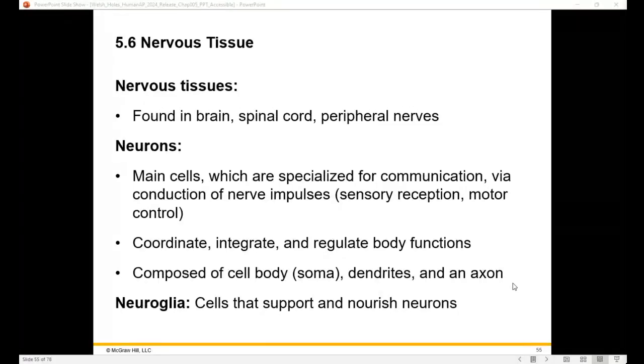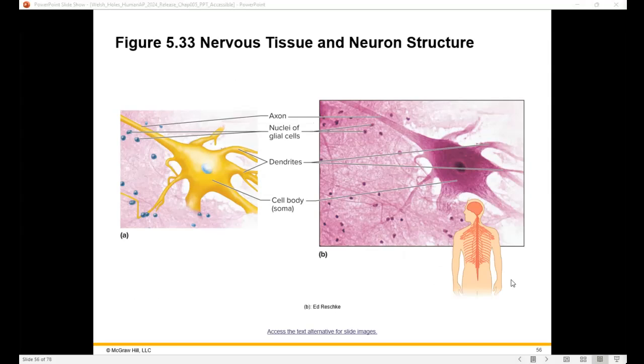And I'll show you this image next. Now you'll also see neuroglia, which are supporting cells that help nourish the neurons. So here's your main neuron, kind of star-shaped. You see it has one long axon coming out, at least this one does, and lots of smaller dendrites. This is the cell body, or the soma, in the middle.